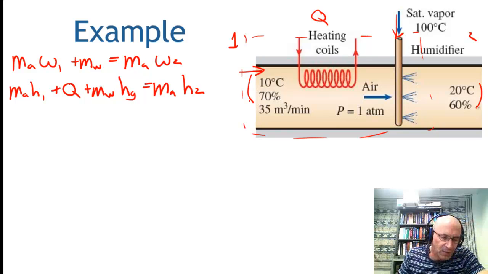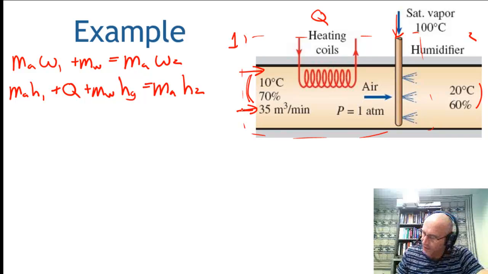So that means we can find enthalpy values, humidity ratio values, volume, anything that we need, any sort of intensive variable. We need an extensive variable, which is the mass flow rate of air, but there's my extensive given, which is the volumetric flow rate at the inlet, 35. So that's going to let me get the mass flow rate of air.